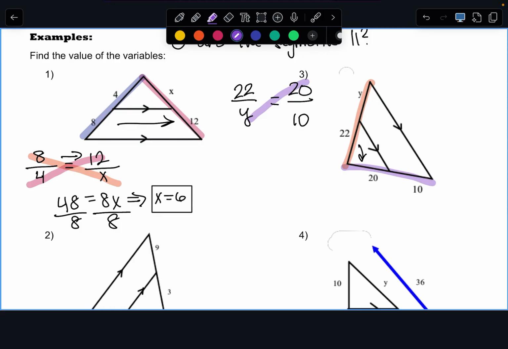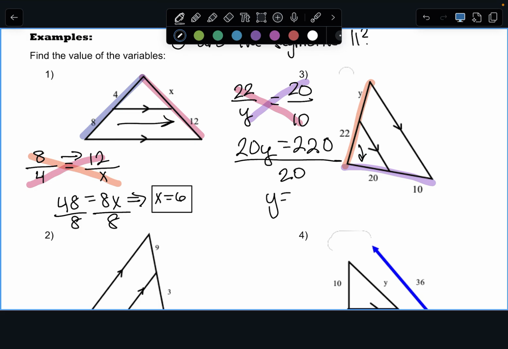To solve, we cross multiply. So 20 times y is 20y. And 22 times 10, when we multiply by 10, we can just add the 0 on. So 22 with a 0 attached, 220. And then our last step would be to divide both sides by 20. And we get 11.